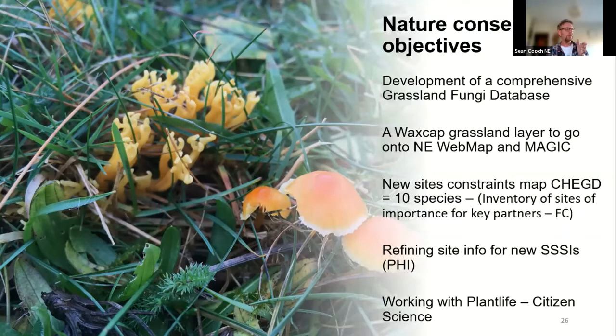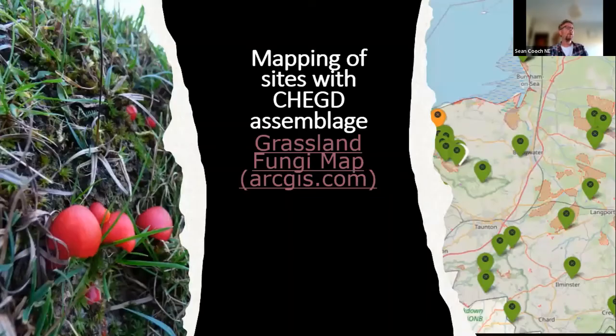And also we're going to develop an inventory with Chegg-D with 10 species or more to become a constraints map for the tree plot, for things like tree planting. Now that's again a work in progress. We're aligning all these sites with our priority habitat inventories, and we're also hoping to work a little bit more on the citizen science stuff with plant life.